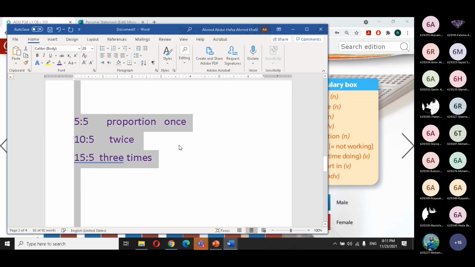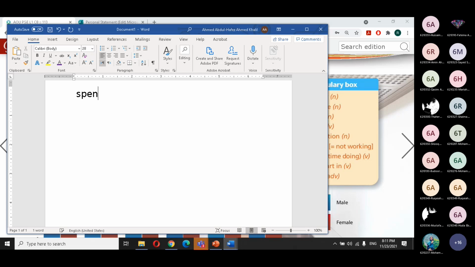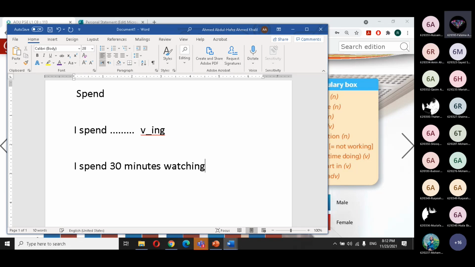When you use spend in a sentence, you say I spend, and then you write the time, and then you write verb ing. How? Okay, if I ask you, do you watch television? You say yes. I say, how much time do you spend a day watching? Maybe you say 30 minutes. So how to make a sentence? I spend 30 minutes watching television every day. I spend 20 minutes exercising.